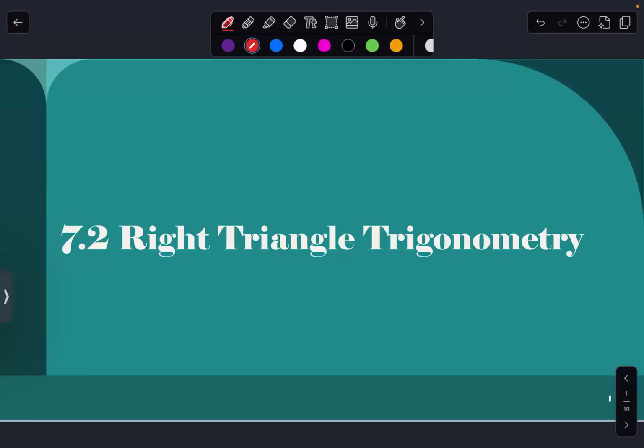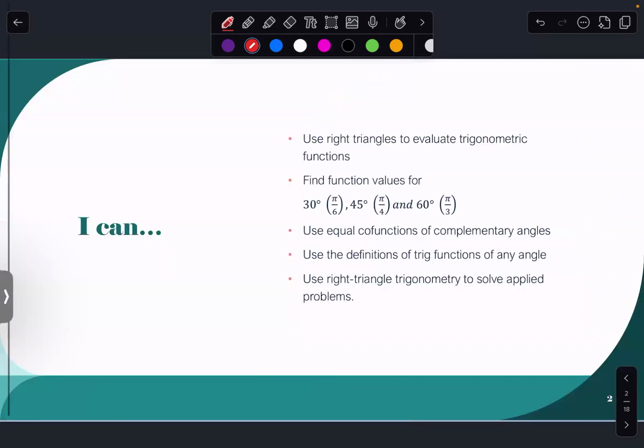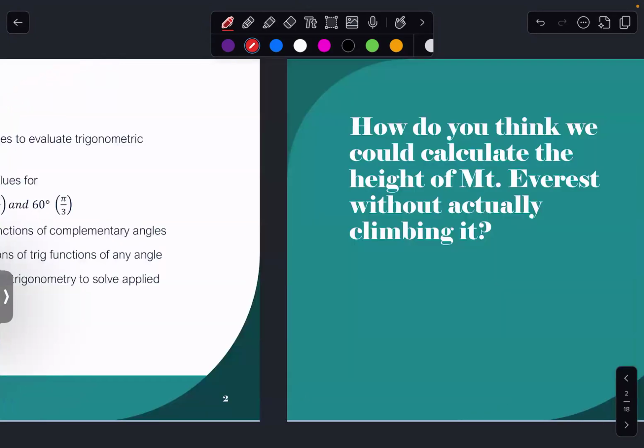Hi, and welcome to a lesson over right triangle trigonometry today. We'll try to cover some of the basics. We'll use right triangles to evaluate trigonometric functions. We'll talk a little about 30, 45, and 60-degree angles, and use definitions of trig functions at any angle, and then use right triangle trigonometry to solve applied problems.